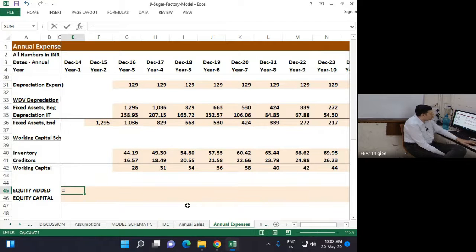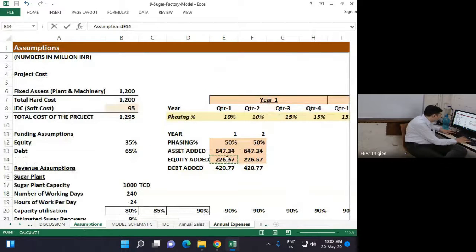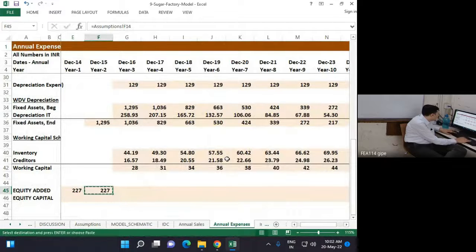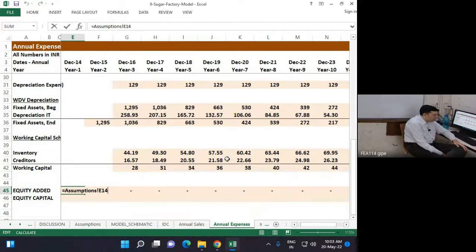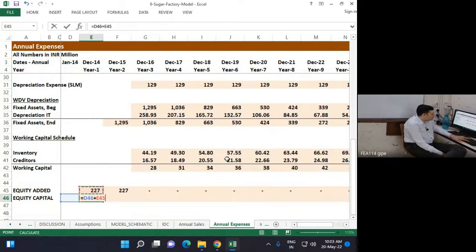Last item is equity capital added. Again, remember equity added was already calculated in the assumption stage. So we'll just take the number from there. If we take it from year one on, then it is not correct, because it is the added number. So equity capital, which is a balance sheet number, will be cumulative.